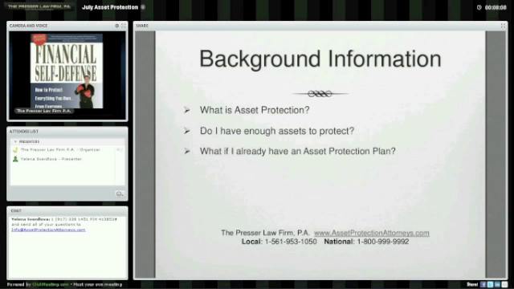A lot of people always ask, do I have enough assets to protect? The short answer is yes, but I really tell my clients, the less you have, the more protection you need. I always like to give the example of one of our professional NFL athletes who signs for $50 million. If they get sued for $5 million, certainly they're not going to be happy, but they're still going to have $45 million left. They're going to be okay.